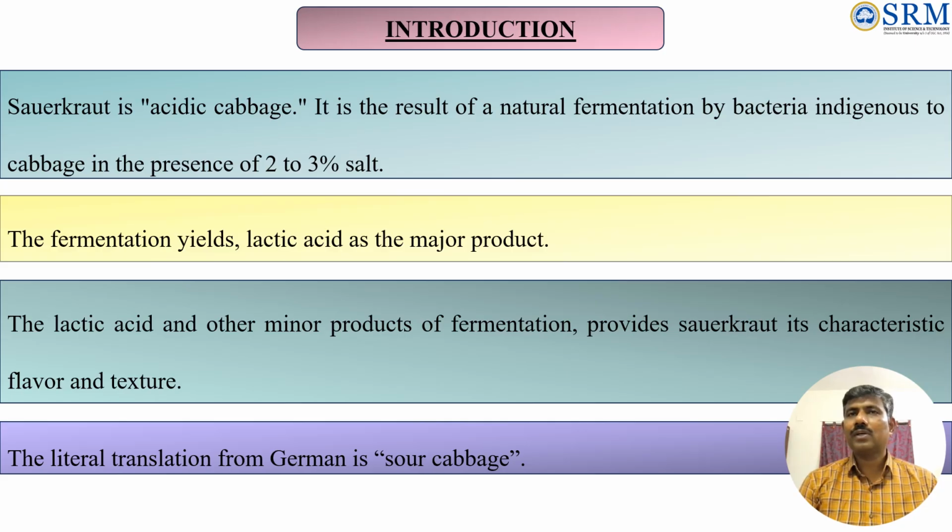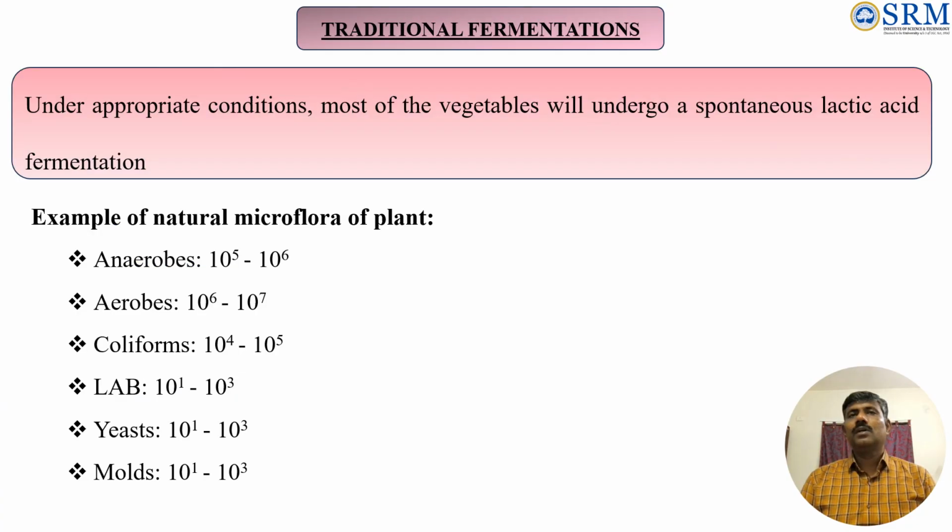The major product of sauerkraut is lactic acid, and sauerkraut provides specific flavor and texture due to the presence of major and minor components. A vegetable fermentation will undergo a spontaneous lactic acid fermentation under the appropriate or specific conditions. The natural microflora present in the plants are anaerobic microorganisms, aerobic microorganisms, coliforms, lactic acid bacteria, yeasts, and molds.